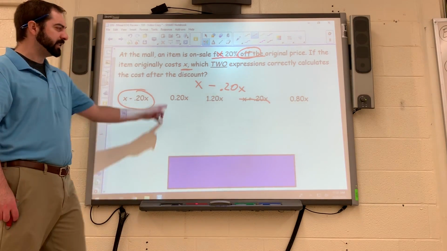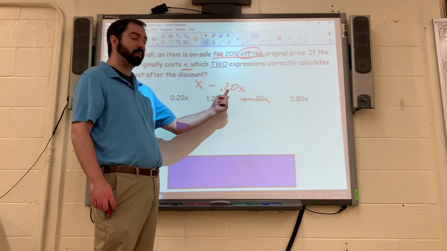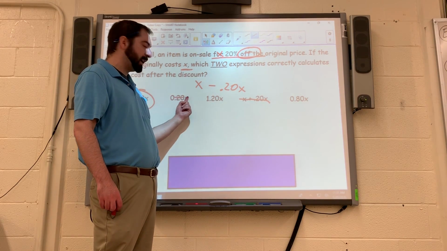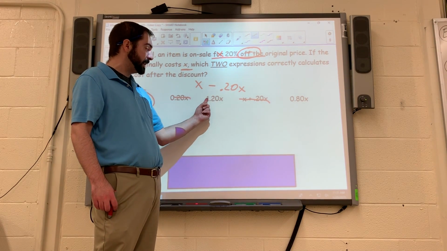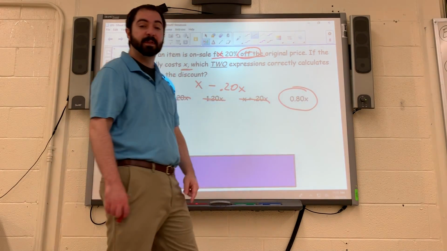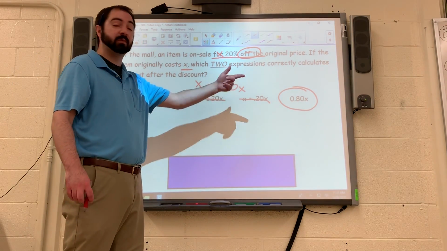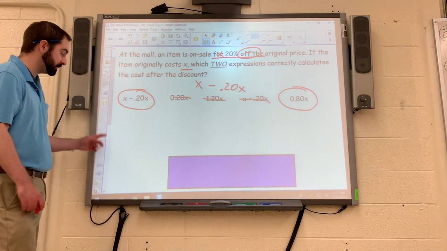Then I have to think, well, this is also combining like terms. I have one whole x, and I'm taking away 0.20. That doesn't mean that I have 0.20 left, and I'm definitely not having more than 1. That means I would have 80% of the original x. So again, 1x minus 20% of that x would just be the remaining 80% x.